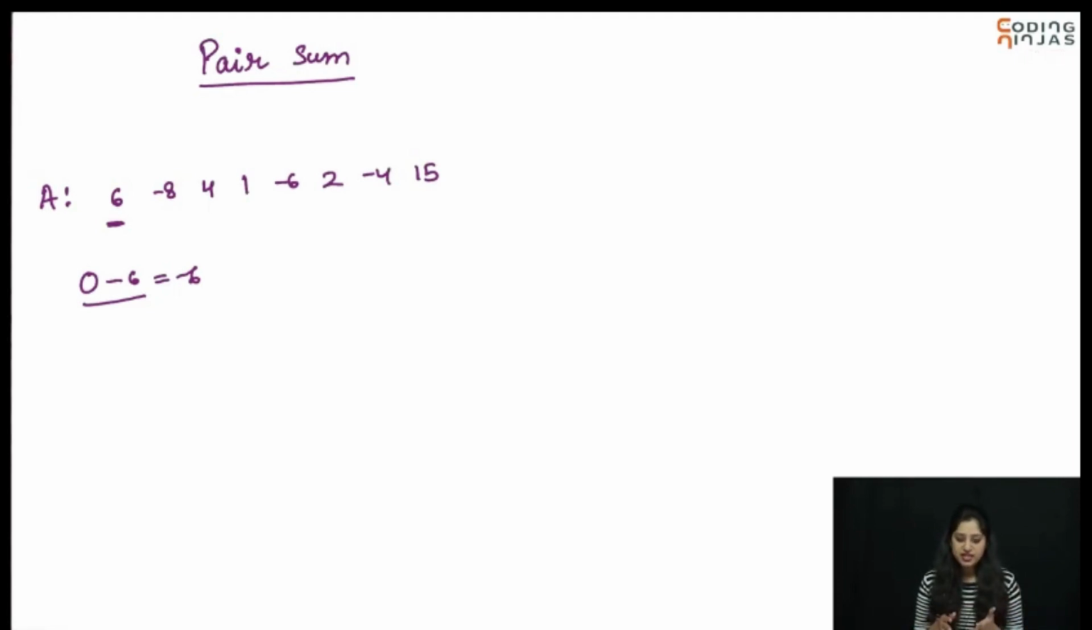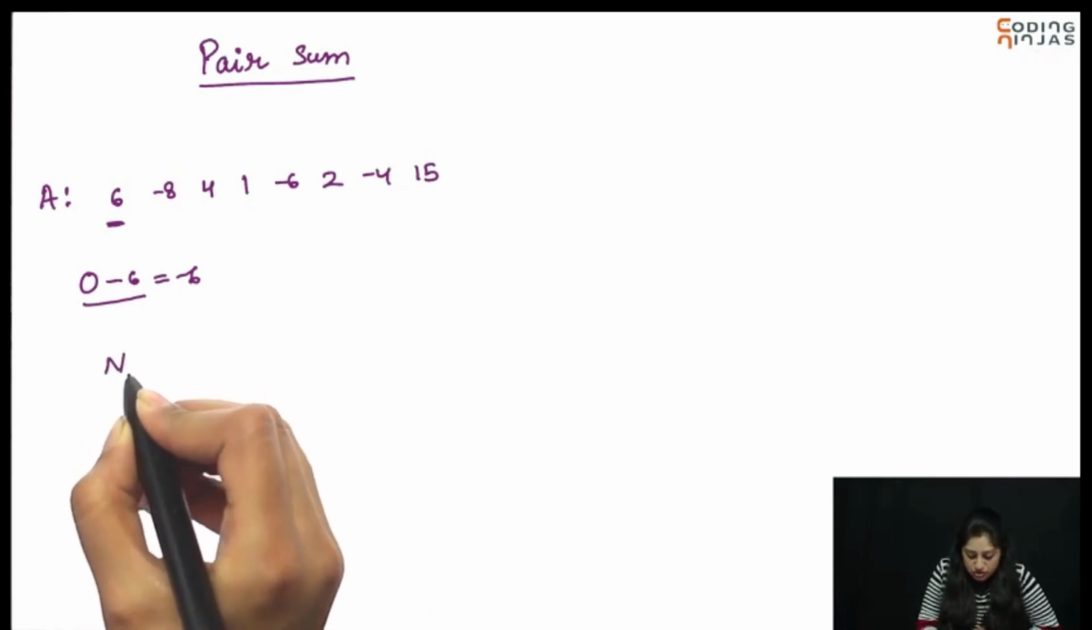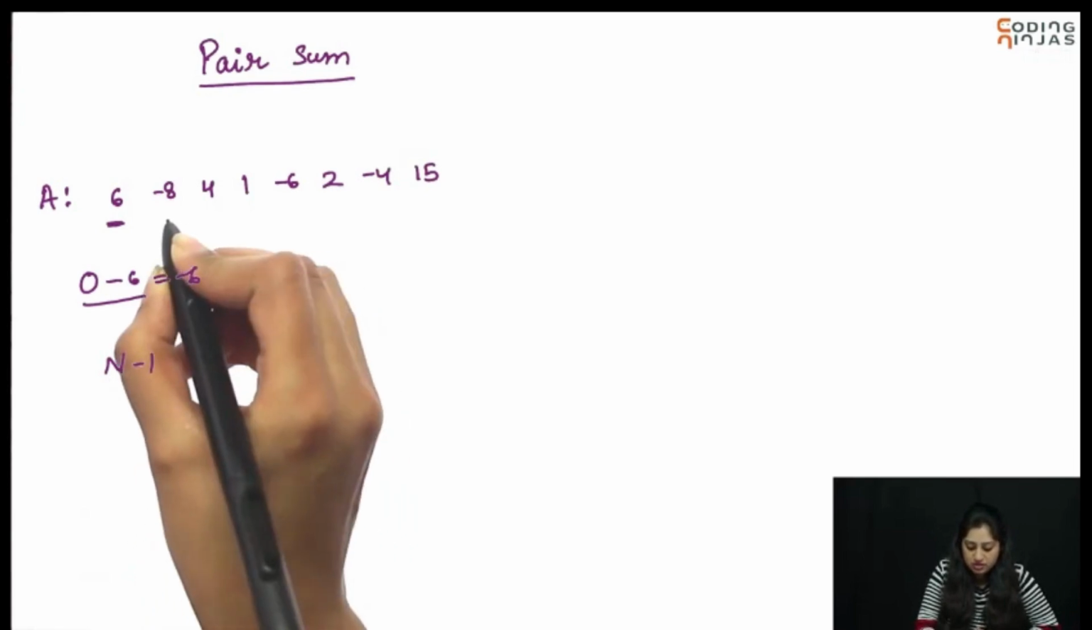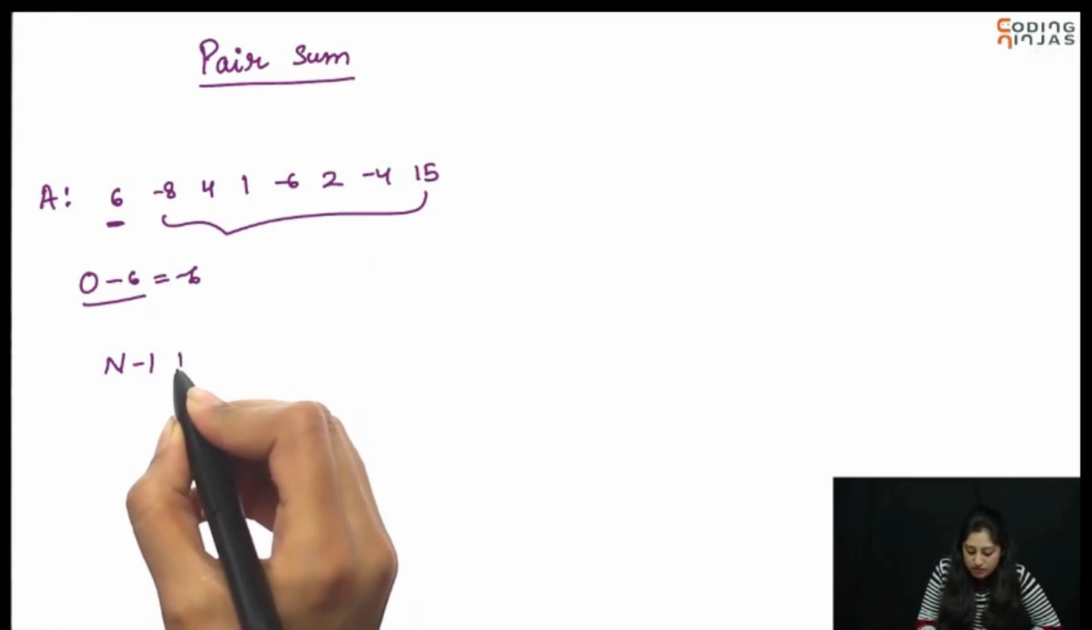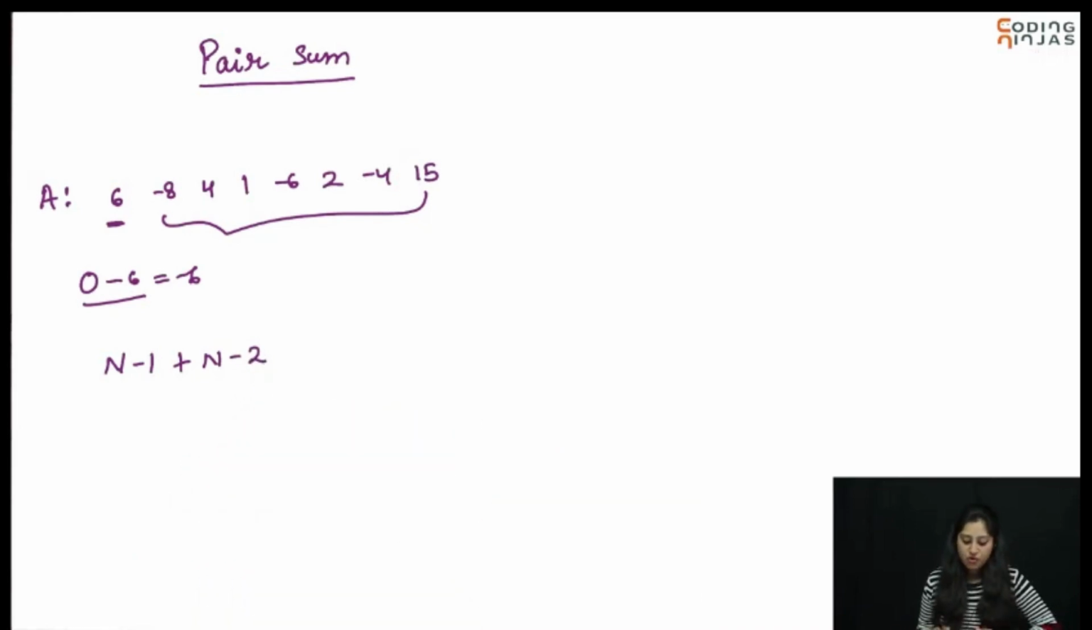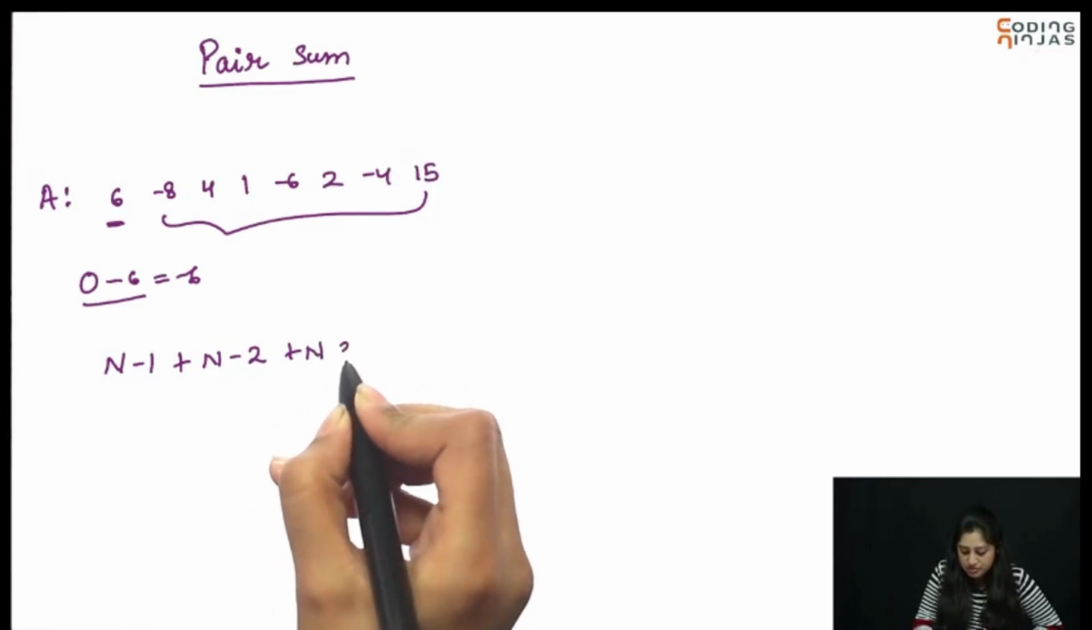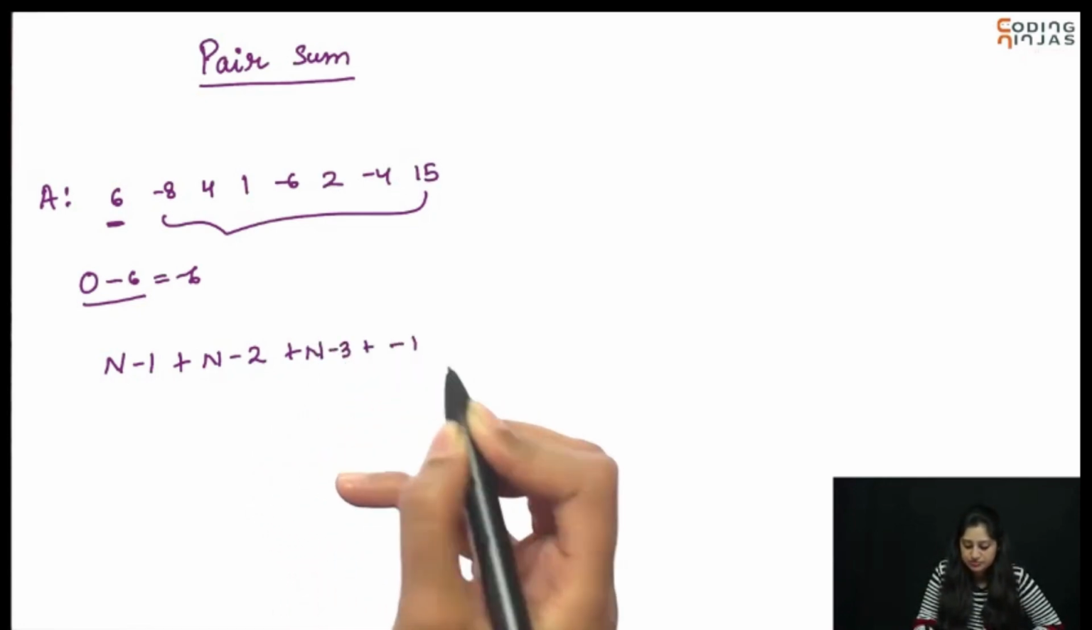Same for minus 8, look for 8 if it is there or not. For 4, look for minus 4. For 1, minus 1, and so on. That means for every element you are looking for all other elements. For the first element I have to search n minus 1 elements in this array, whether there is minus 6 or not. And if minus 6 occurs multiple times, then there are obviously multiple pairs. For the next number I have to look at n minus 2 numbers from that number onwards, for the next n minus 3, and so on till the last.